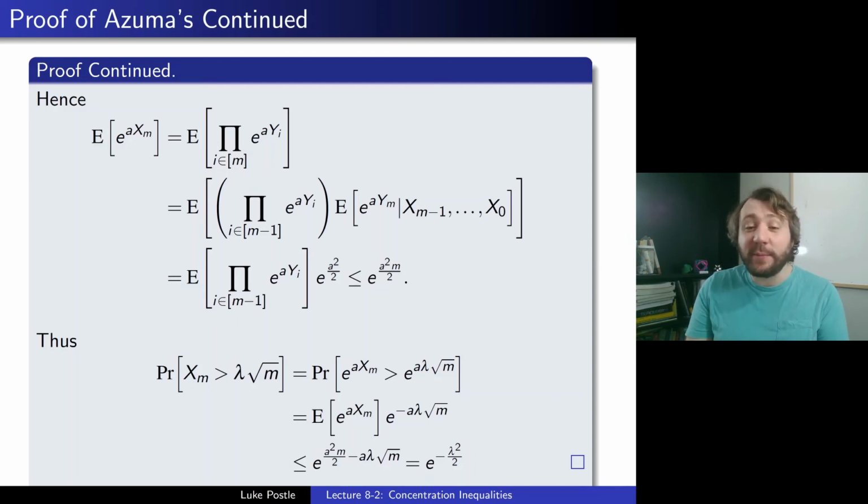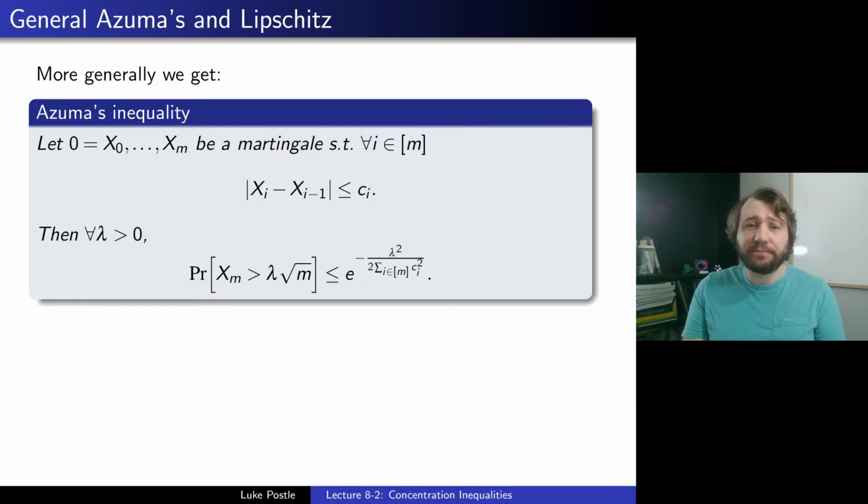We picked a to be lambda over square root of m, so we'll just get a minus lambda squared on the right and a lambda squared over 2 on the left. That gives you a minus lambda squared over 2 as desired. So it's very similar to how we did Hoeffding's, or how we had done before in our simple example using Markov's. But here we need that exponential upper bound, and we can indeed get it by using the conditional assumptions.